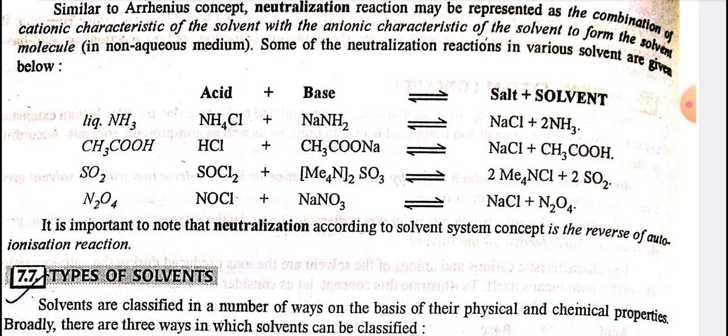Similar to the Arrhenius concept, a neutralization reaction may be represented as the combination of the cationic characteristic of the solvent with the anionic characteristic of the solvent to form the solvent molecule in a non-aqueous medium. Some of the neutralization reactions in various solvents are given below: this in liquid ammonia, in acetic acid, plus SO2, plus N2O4. It is important to note that neutralization according to the solvent system concept is the reverse of autoionization reactions.